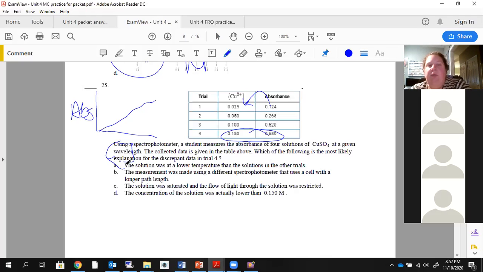Temperature has absolutely nothing to do with concentration or absorbance. B, I don't normally say this, B is a stupid answer, because we're using a spectrophotometer. Why would you move to a different spectrophotometer for no reason? If the flow of light through the solution was restricted, the absorbance should be higher, and it's actually too low. And so usually if we have mistakes with absorbance, it's because the concentration is not what we expect it to be. Okay, thank you. You're welcome.